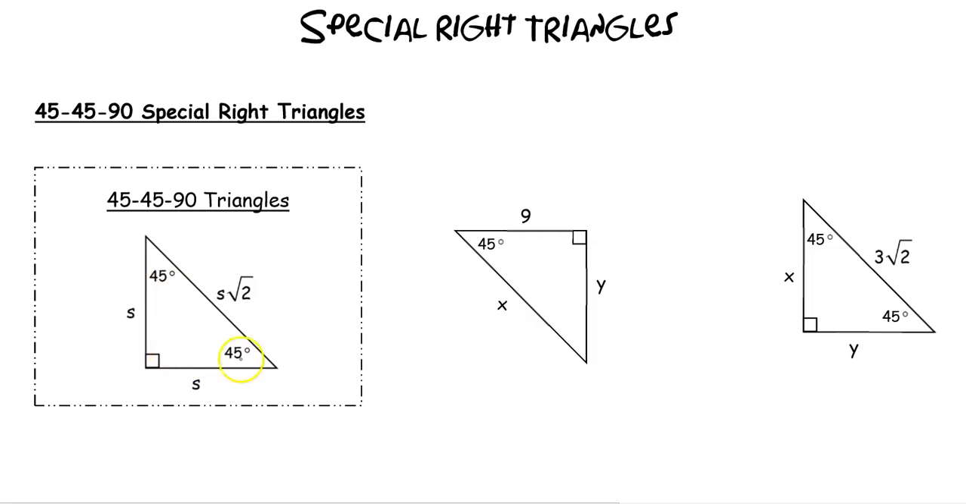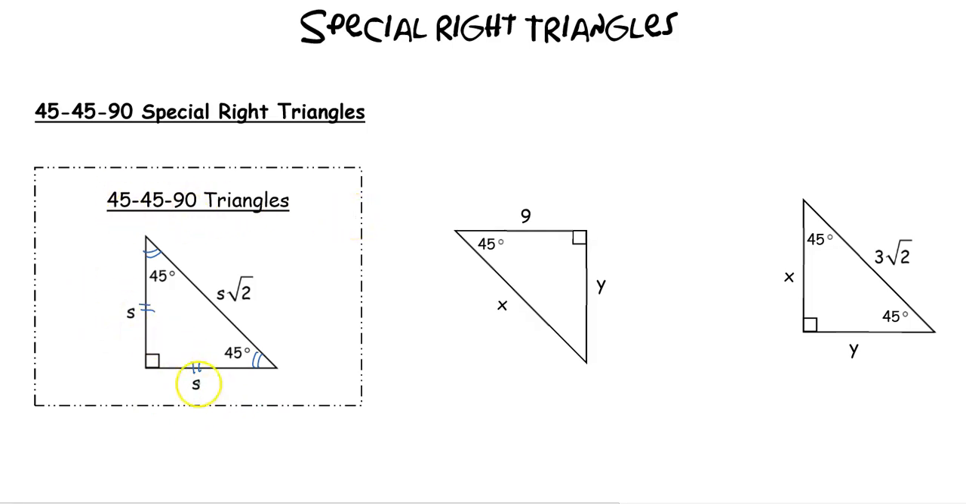If we think about all the stuff that we know about a triangle, we have a right angle. This is 45 and this is 45. That's making this an isosceles triangle because I have congruent base angles. If my base angles are congruent, then my sides are going to be congruent. So that's where that pattern comes from of S, S, and then the hypotenuse is going to be S root 2. So in every single 45, 45, 90 triangle, it's going to follow that pattern.